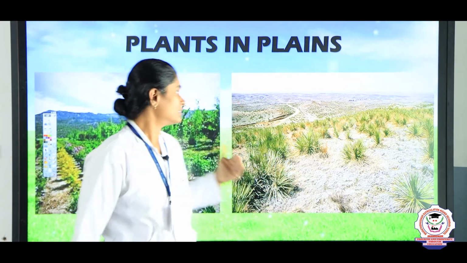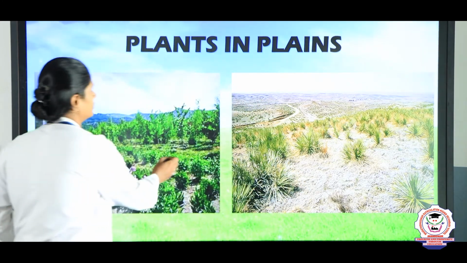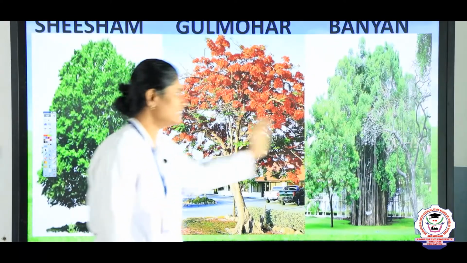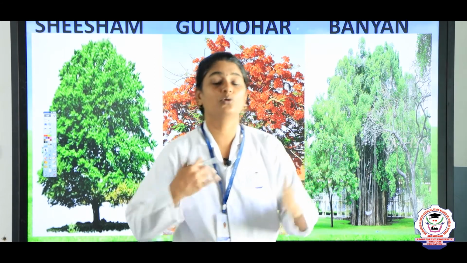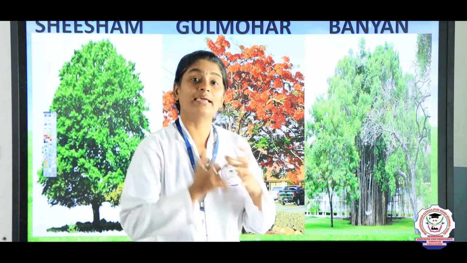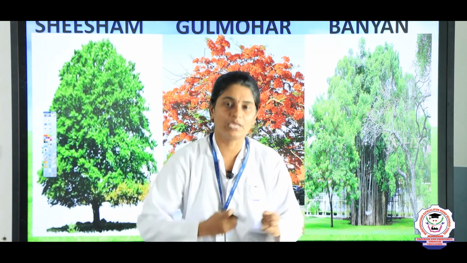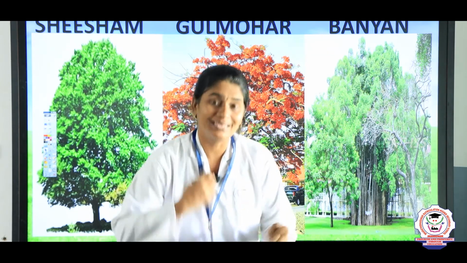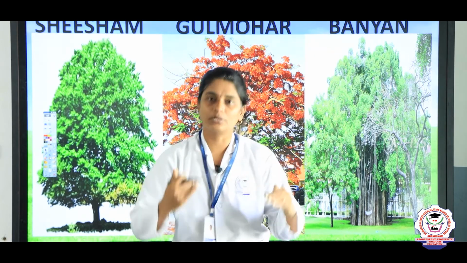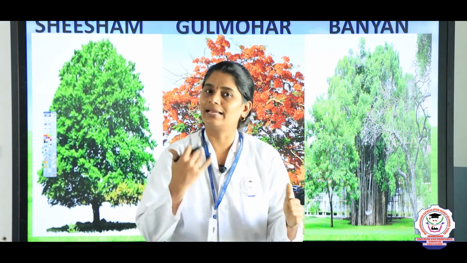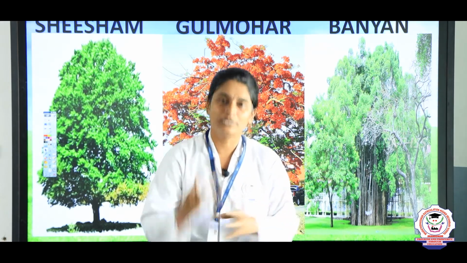So, the trees that grow in plains have a lot of branches, and they are able to bear the heat of the summer. Even in the summer they can bear the heat, and they shed their leaves in the autumn season.